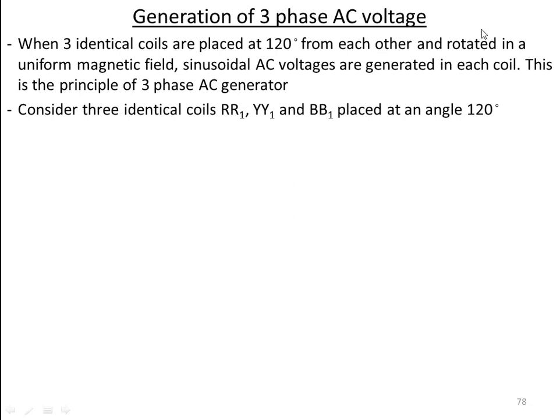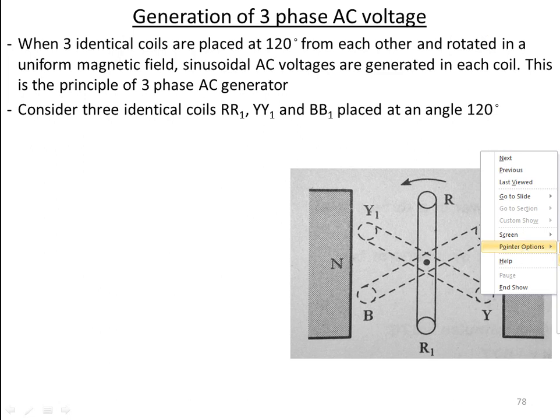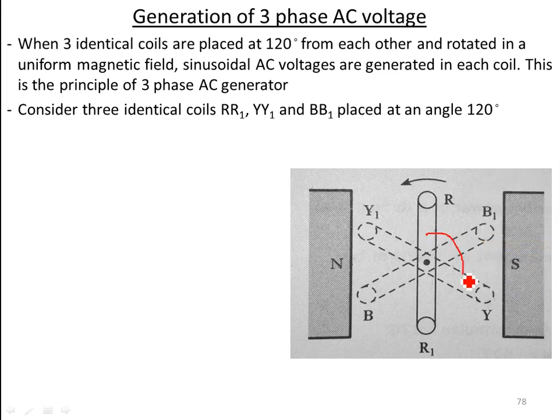Here we are considering three windings, RR1, YY1 and BB1, which are displaced by an angle of 120 degrees. R is one end of the coil and R1 is the other end of the coil. B is one end of the coil, B1 is the other end. Similarly, Y is one end of the coil and Y1 is the other end. You can see that the angle between R and Y is 120 degrees. Similarly, the angle between Y and B is again 120 degrees. Also, the angle between B and R is 120 degrees.